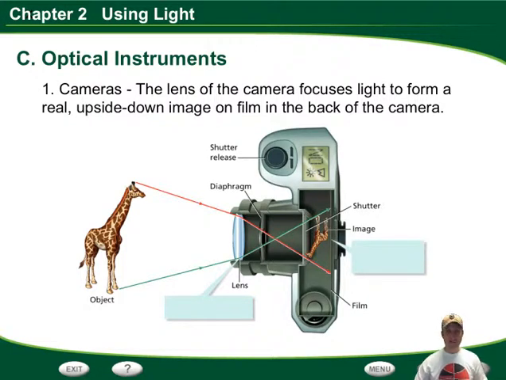Now, how else have scientists used lenses besides just correcting vision? Well, they've also used them in different optical instruments. I want to talk about three major optical instruments. The first one is the camera. If you've ever seen a camera, what a camera basically does is it mimics the human eye. The camera focuses light through a lens, right here. It's called the objective lens.